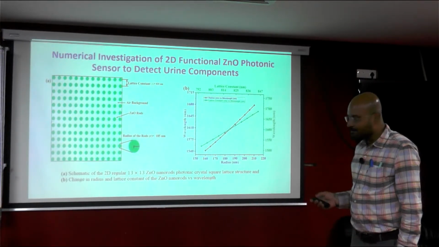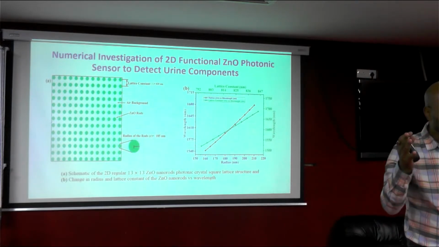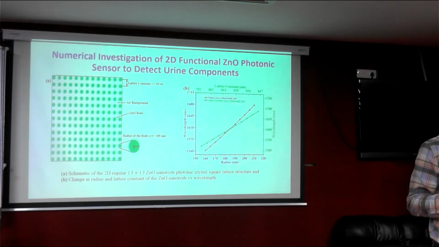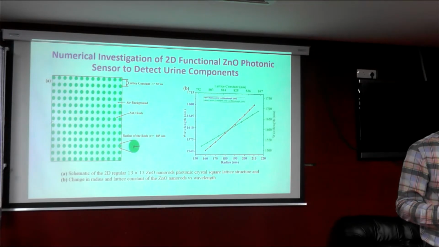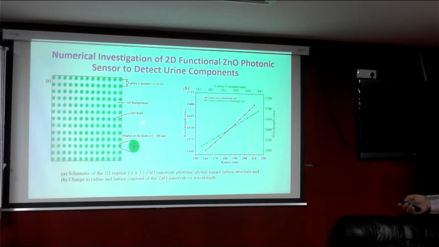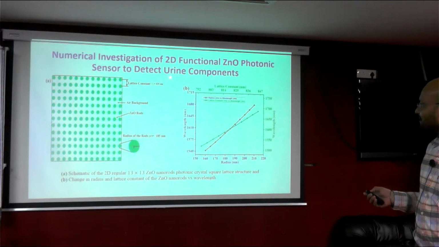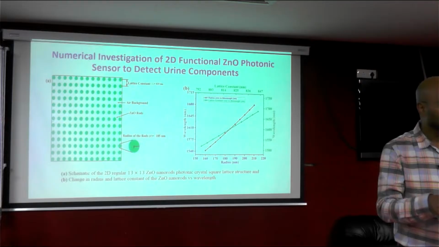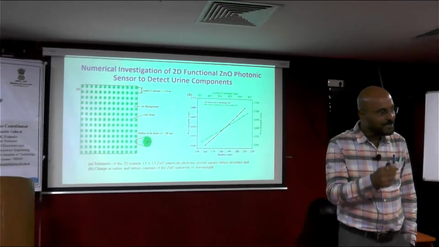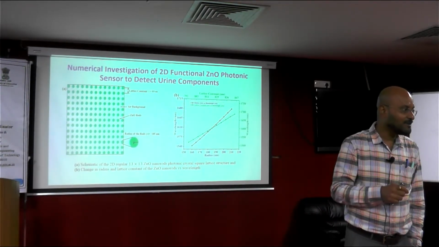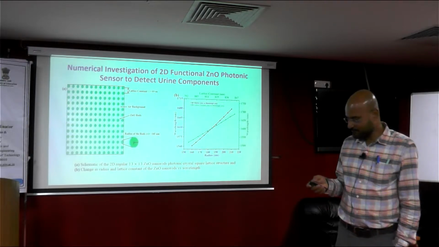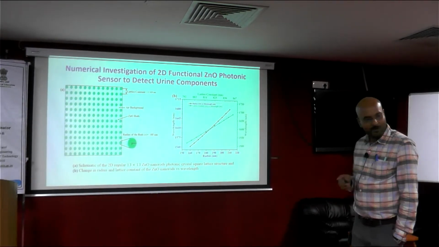Again, in the last case we have taken MoS2, that was a good material. Now we replaced MoS2 with ZnO. Everything remains the same, but we changed the application: detection of urine components. Urine has different components, so we need to detect those components inside the urine using this sample. So the process remains the same.